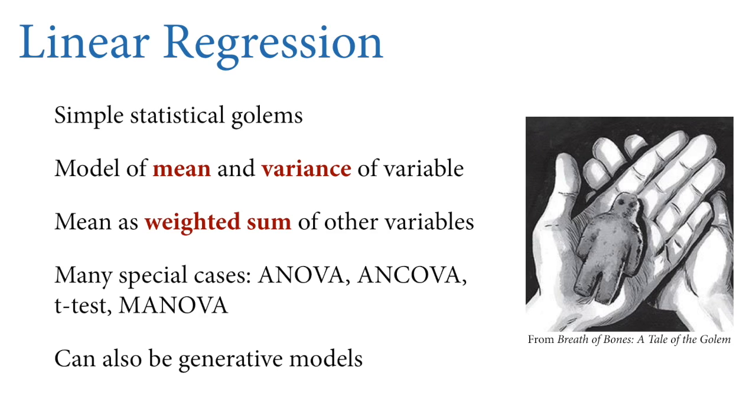And probably more than 90% of all the models in applied statistics in the sciences are special cases of linear regression. ANOVAs and ANCOVAs and t-tests and MANOVAs are all, in a sense, linear regressions, or are examples of what's called the general linear model. And these special cases are all useful in their proper domain, but they all have the same kind of mechanistic structure, if you will. The same machinery. They're golems with the same machinery, just slightly different expressions. Linear regressions can also be used as generative models at a high level of description, and I'm going to show you examples of that today as well.